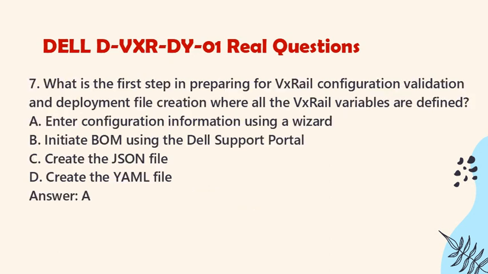7. What is the first step in preparing for VxRail configuration validation and deployment file creation, where all the VxRail variables are defined? A. Enter configuration information using a wizard. B. Initiate BOM using the Dell support portal. C. Create the JSON file. D. Create the YAML file. Answer: A.